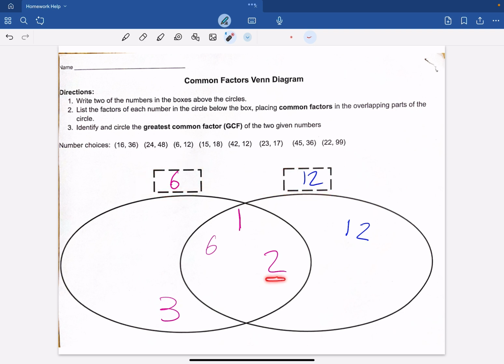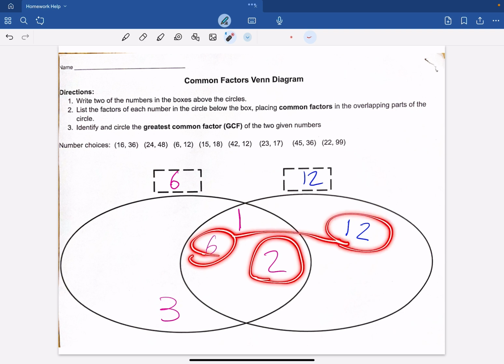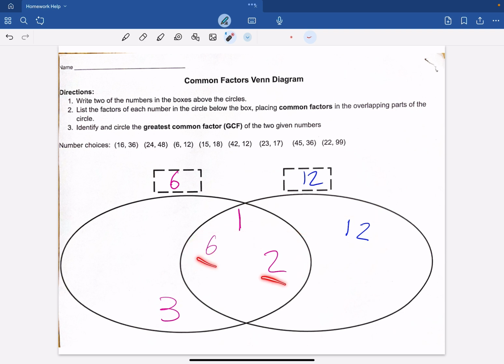So we're saying 2 times what equals 12? Well, 2 times 6 equals 12. So we can use both those factors for 6, and we can use both those factors for 12. They go in the middle. All right, so after 2 comes 3. Can I do 3 times something equals 12? Yes, I can. So actually, 3 is a factor of both numbers, and I need to move it to the middle. And then I can say 3 times what equals 12? 3 times 4 equals 12.